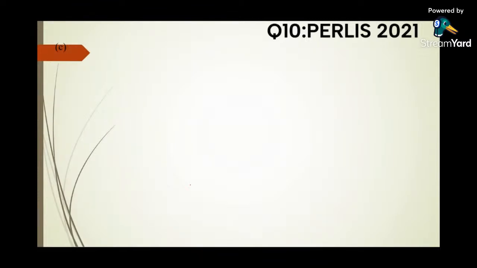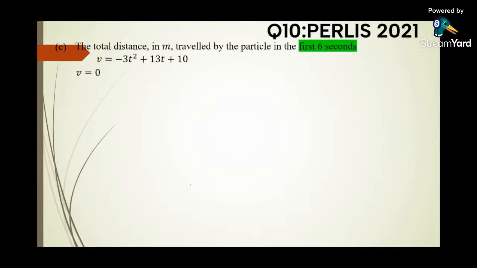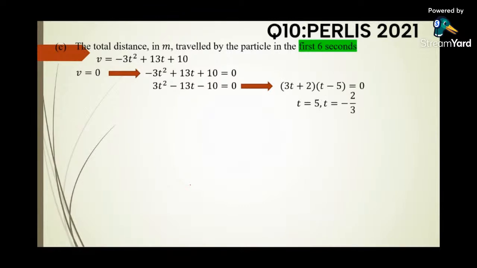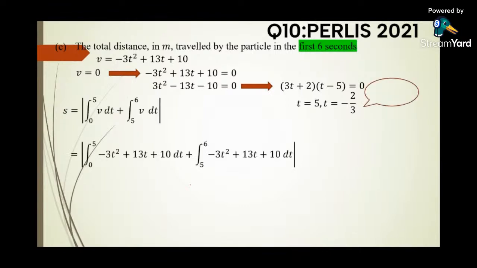C, distance. Okay, remember, cari distance kena buat apa? Kena V equals to 0 sebab kita nak tahu where does it change direction. Dia change direction kat mana? So kita akan dapat, when we factorize, dia akan ada 2. T equals to 5, T equals to -2/3. Boleh ke terima -2/3? Tak boleh sebenarnya, kan?